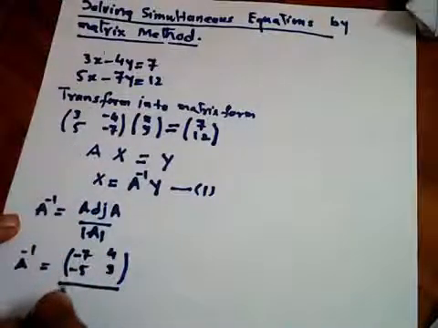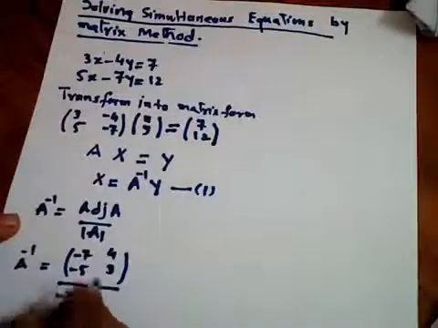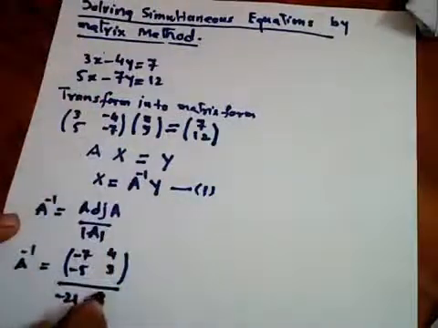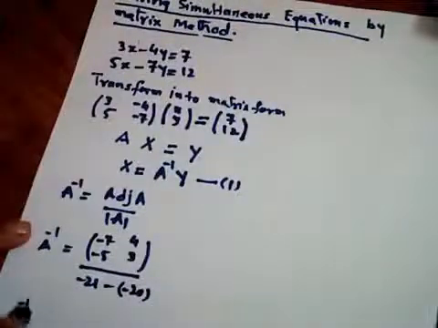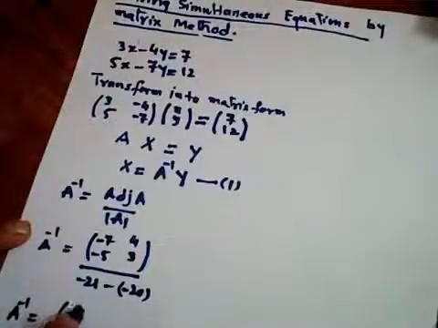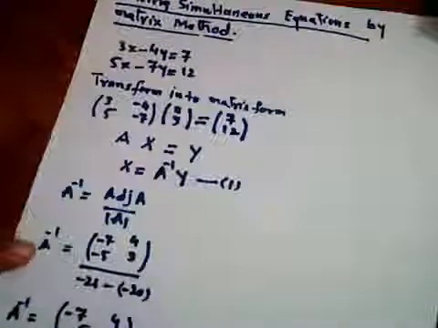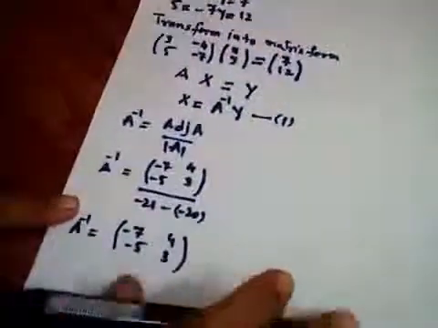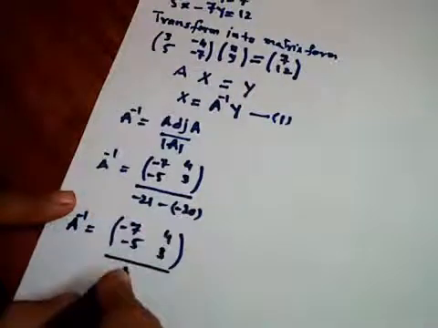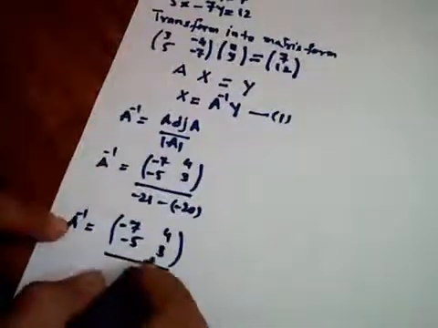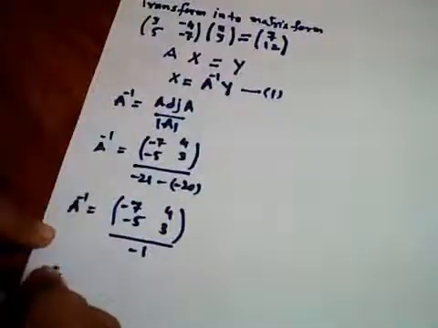Now it's time to find the value of X. X equals, from equation 1, A inverse, whose value is here, written here: 7, -4, 5, -3, into the value of Y, which is 7 and 12. So we write 7 and 12 here.